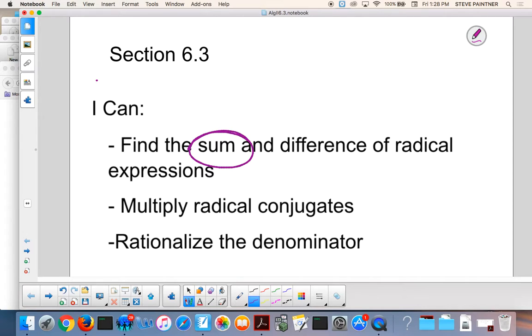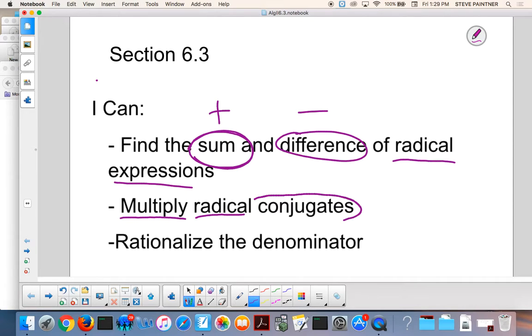Here's what you're doing today. You're gonna find the sum, which means what? You're gonna add. You're gonna find the difference, which means what? Subtract. So what are you gonna add and subtract? Radical expressions. Okay? Just basically square roots, cube roots. You're also gonna multiply radical conjugates. You remember that word at all?